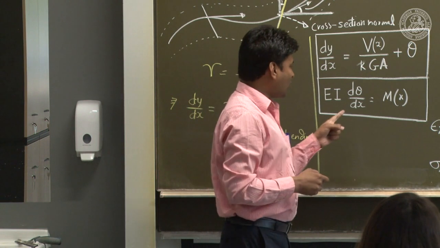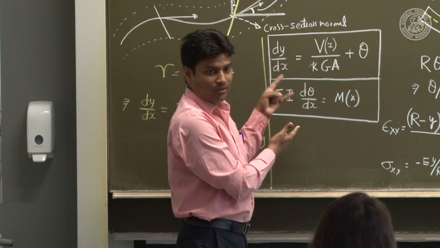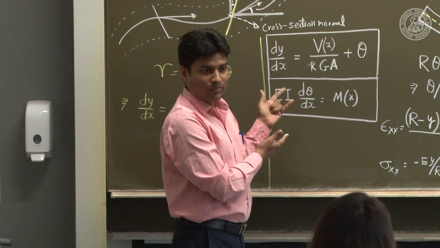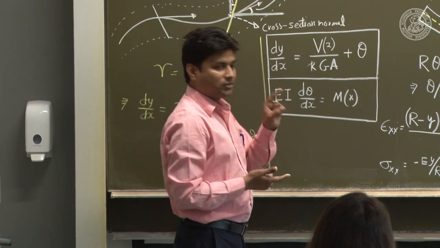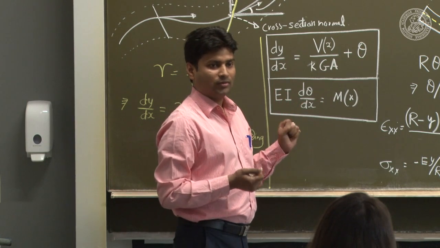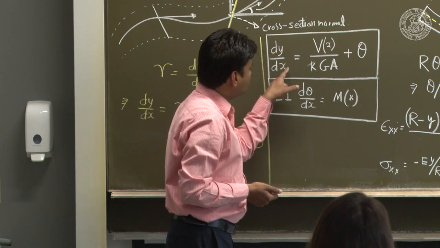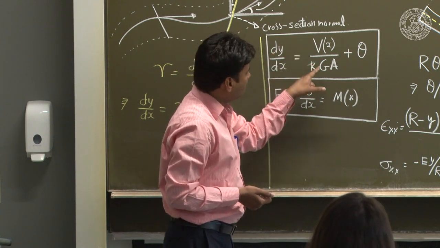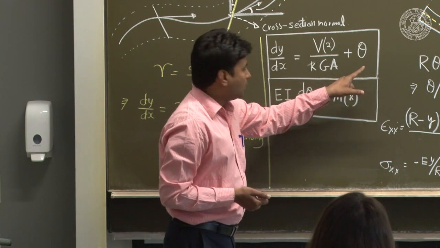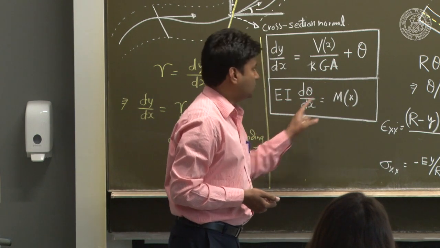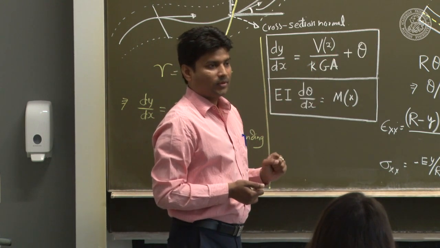And actually, it turns out, this is your Timoshenko equation, the two equations of Timoshenko beam theory. You will see at many places they will combine these two into a single equation. You can do that also. You take the differentiation, for example, you differentiate it here, d²y over dx² equals dV by dx over kappa GA plus d theta by dx. And then you plug in your d theta by dx from here, over here. And then you get a single equation.